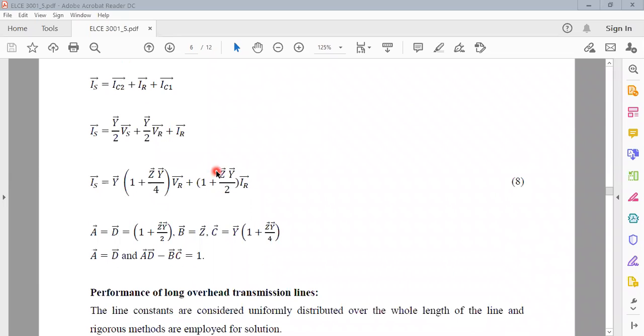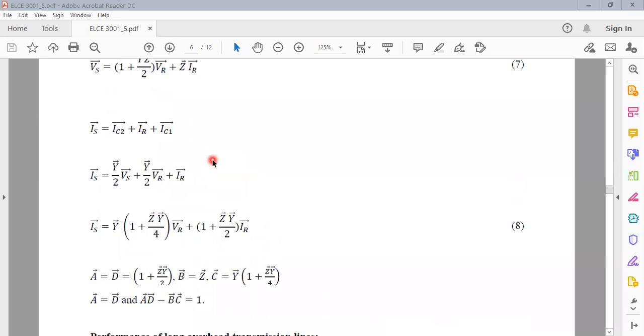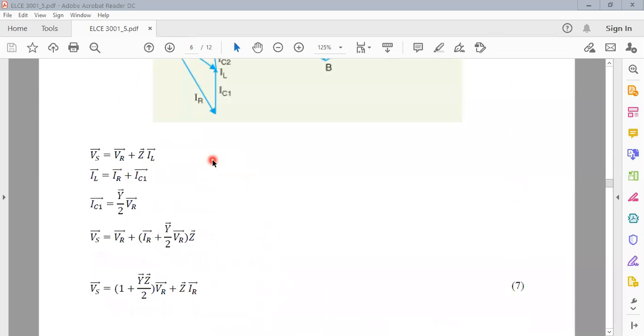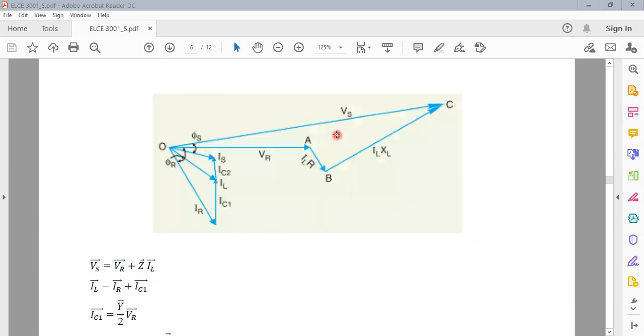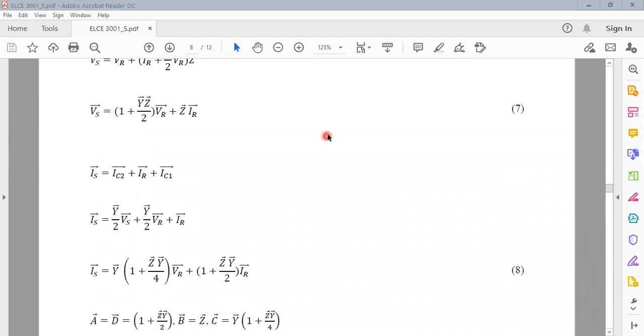All the other equations for voltage regulation, sending power factor, and efficiency are the same. Now, the important point here is that you have to know how to draw this one. If you draw it, then you will know how to derive your equations. This is required from you. You have to know how to draw it.